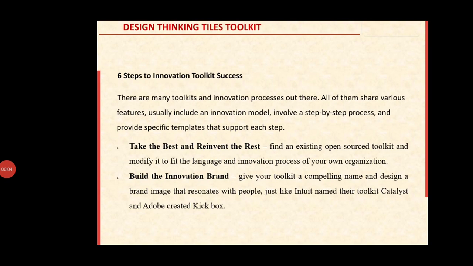Today our concept is in our fourth unit, that is design thinking tiles toolkit. The topic is design thinking tiles toolkit. What exactly is a tiles toolkit? The tiles toolkit is an open source project to develop methods and tools, or whatever it may be, components in science and technology. We have to improve some products or services throughout that organization.